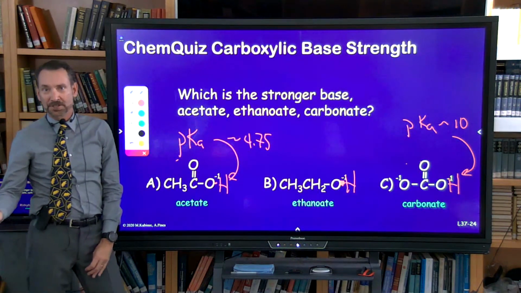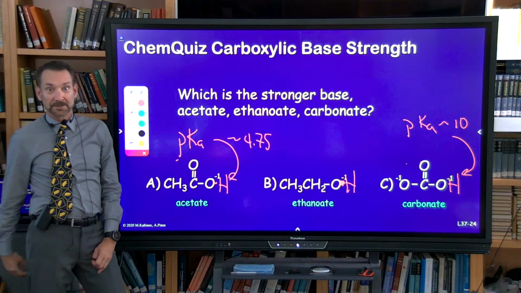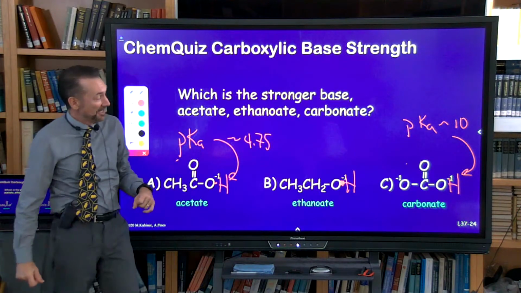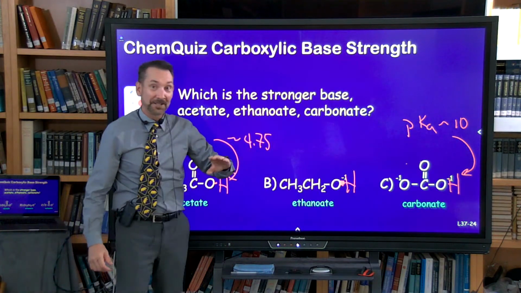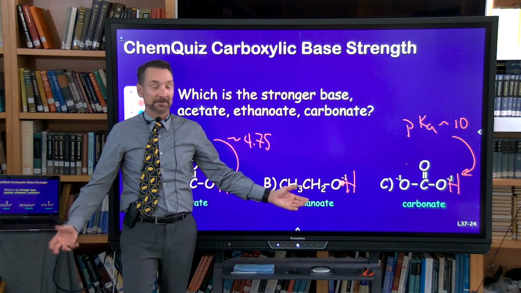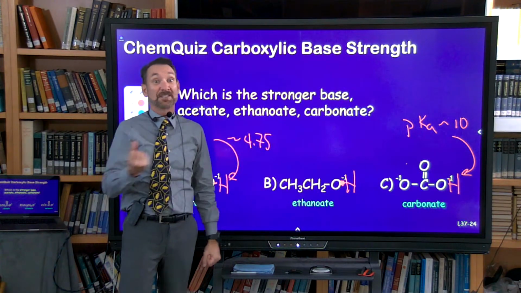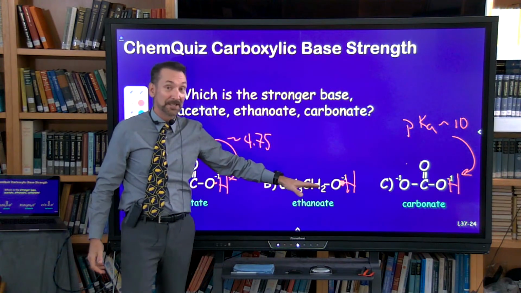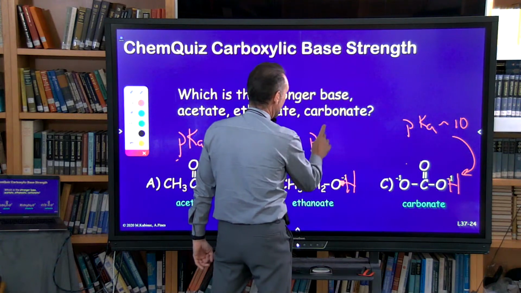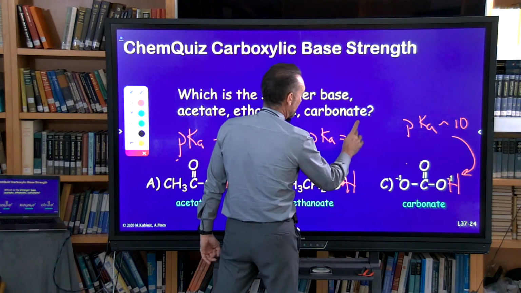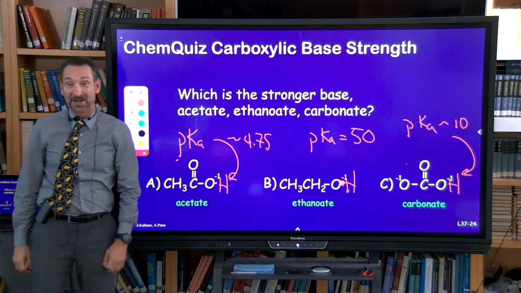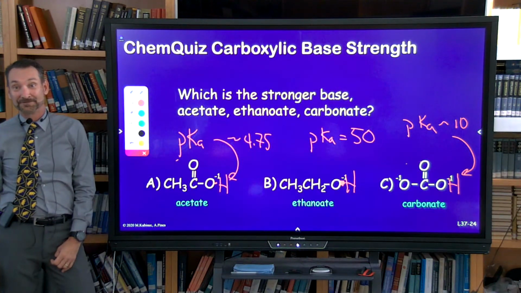Do you associate ethanol with what some of you drink on the weekends here at Cal? Ethanol is just grain alcohol. It's a horrible acid. And yeah, if you take that proton off, it wants it back badly. This is an extremely, extremely strong base. I think the pKa of that guy is around 50. Okay, that is hard to get off.